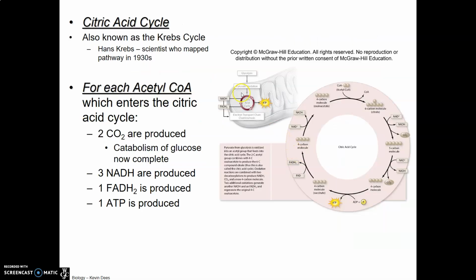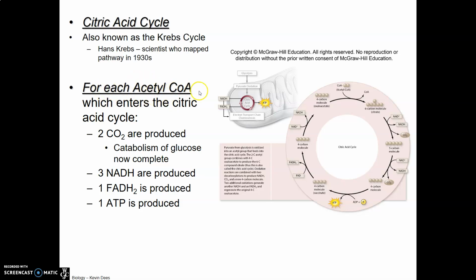Now, following pyruvate oxidation, our acetyl coenzyme A's can enter what is called the citric acid cycle in the matrix of our mitochondria. Now, this is also known as the Krebs cycle, for it was discovered by Hans Krebs in the 1930s. Now, your book goes through a lot of these intermediates, and I want you to learn this in simple form. So, here's the way that the Krebs cycle works.